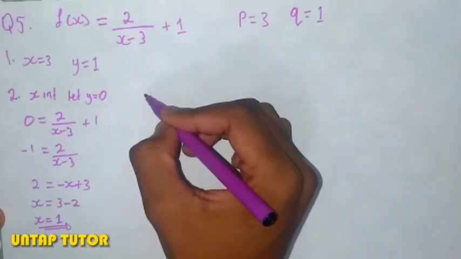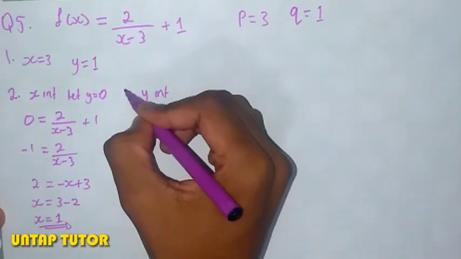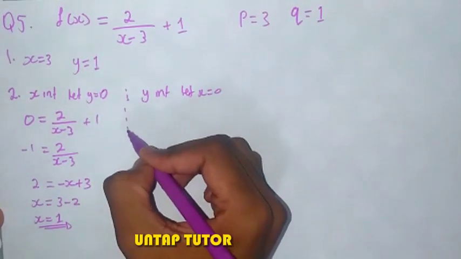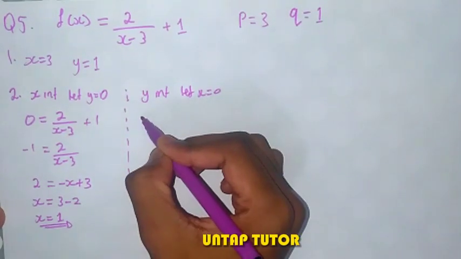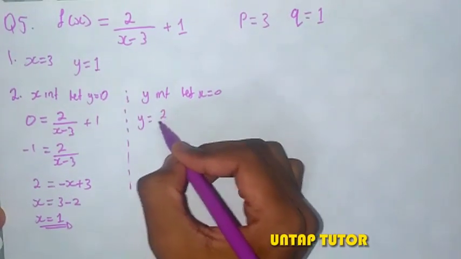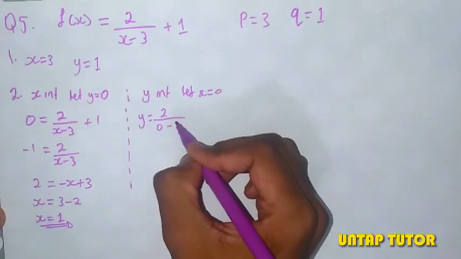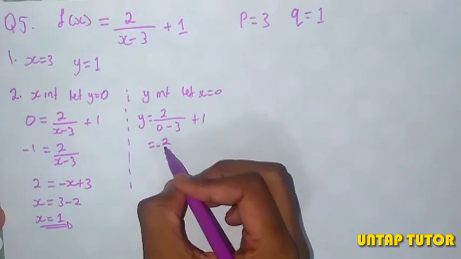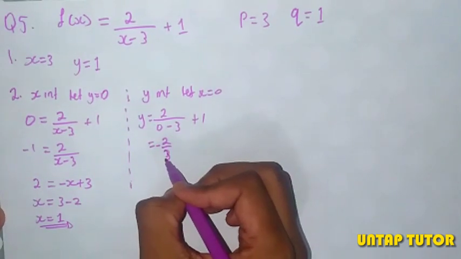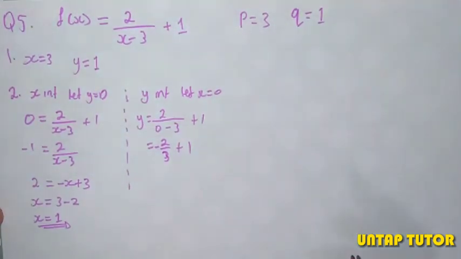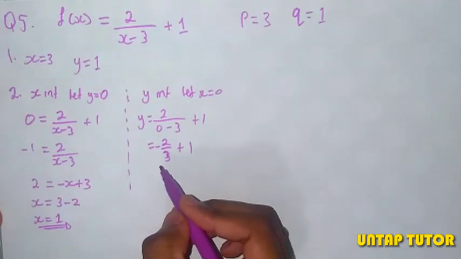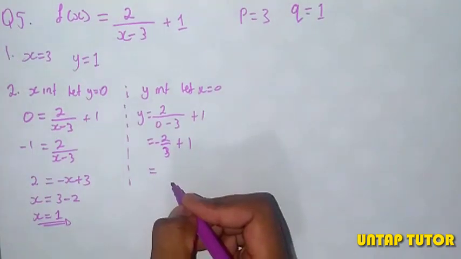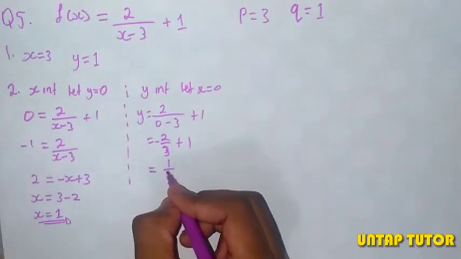And then our y-intercept: let x equal 0. So now for our y-intercept, y is equal to 2 over, now x is 0, minus 3, plus 1. So which is going to be 2 over minus 3, minus 2 over 3, plus 1. So adding minus 2 over 3 plus 1, it's going to be positive 1 over 3, if you know how to add fractions.